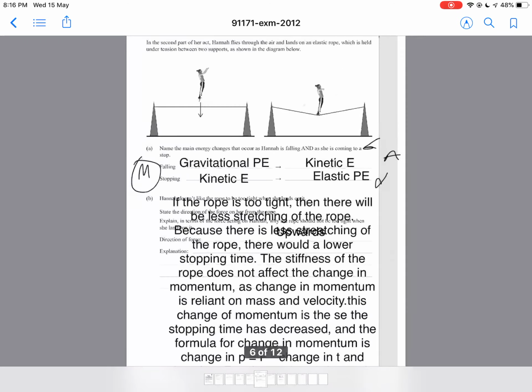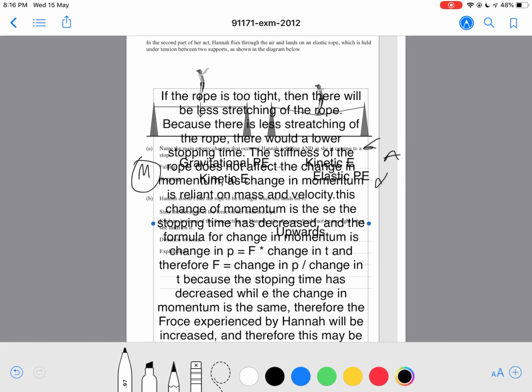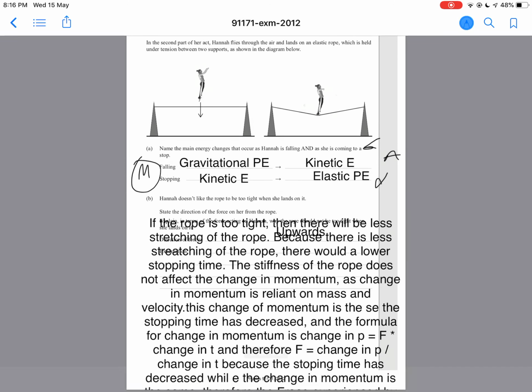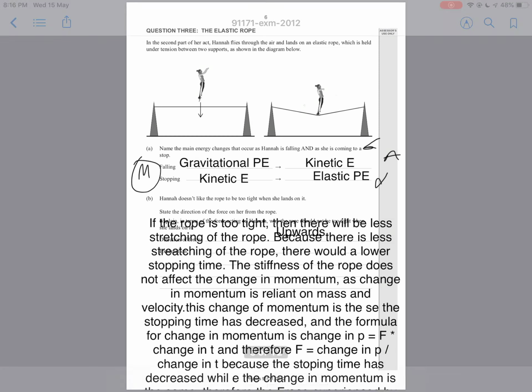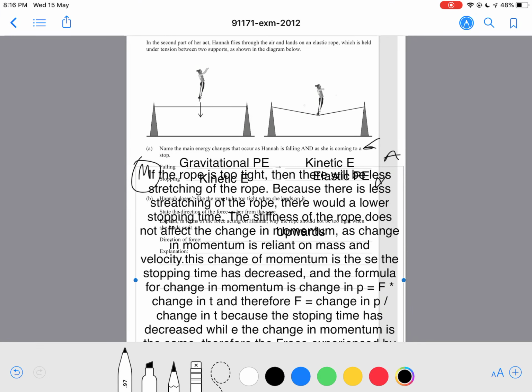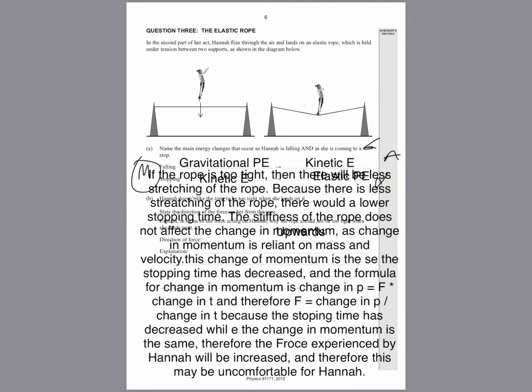Okay, so you have to mention the stopping time, rope too tight, and how the tightness of the rope does not affect the change in momentum. Sorry, I'll bring this up a little bit so you can read it. Sorry if it's hard to read, but I can't really do anything about it. But you should be able to read that, just a bit harder. So sorry about the inconvenience.